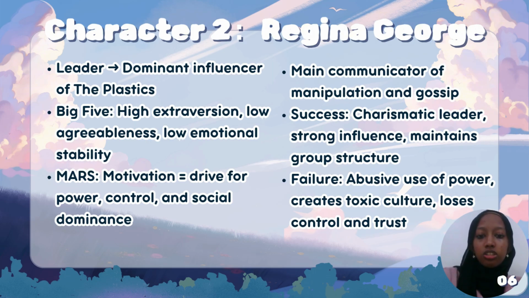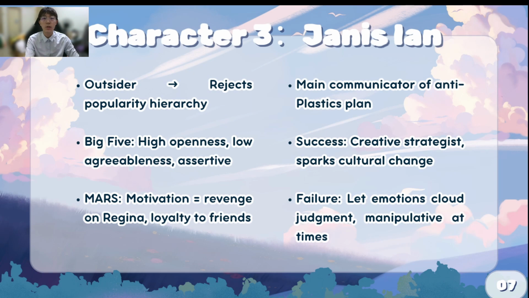Often through humiliation and exclusion, she holds coercive power by making people fear losing her approval, and reward power by making them crave it. Regina's success is her strong influence and ability to organize a structured group that everyone looks up to. But her failure is abusing that power. She creates a toxic environment where everyone competes instead of supporting one another. When that system collapses, she completely loses control and respect. So overall, Regina George shows how powerful leadership can easily turn destructive when it's built on manipulation and fear instead of trust and respect. My name is Yong Xing Hua, and I will continue with the third character, which is Janis Ian.